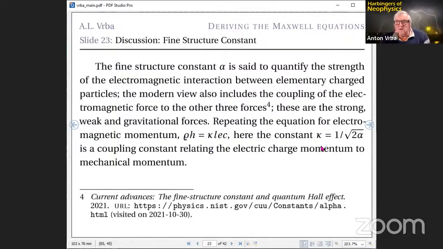So for me, it is a coupling constant of electric momentum, to scale the electric momentum so that it scales equally to the mechanical. Sorry, let me repeat: the electrical action scales to the mechanical action. So we've got a new way of looking at the fine structure constant.